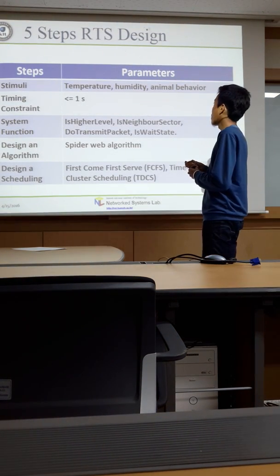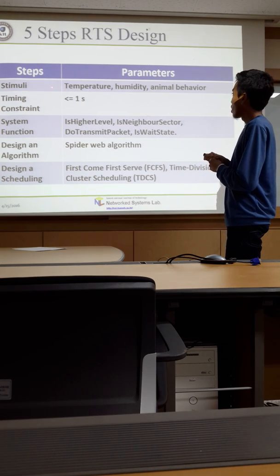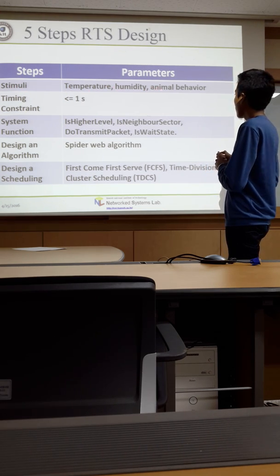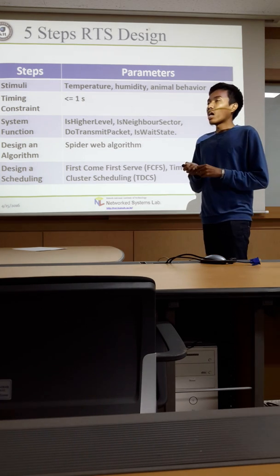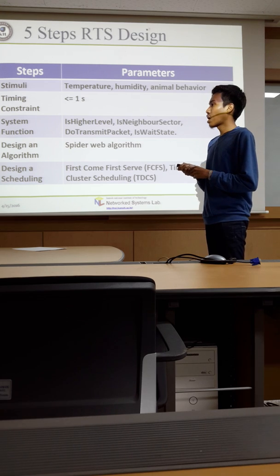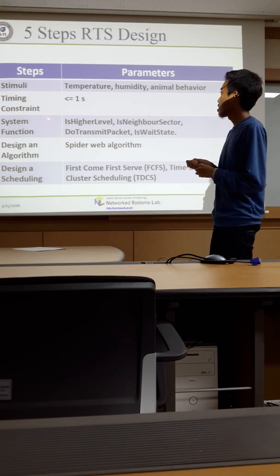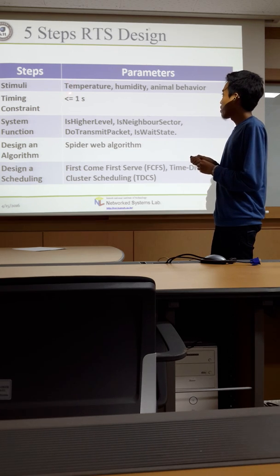So these are the 5 steps of my real-time system design. For the stimuli, it will be temperature, humidity, and animal behavior. Yeah, because my purpose here is to develop this IoT platform application in the desert, because we can determine the temperature.